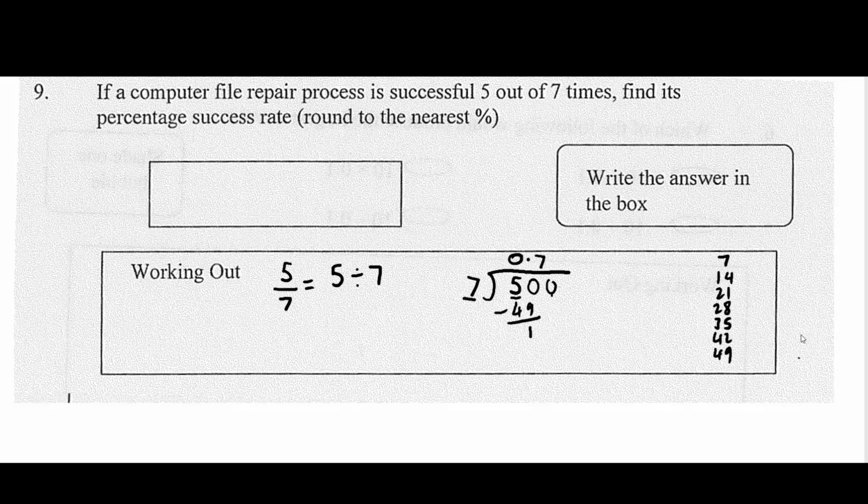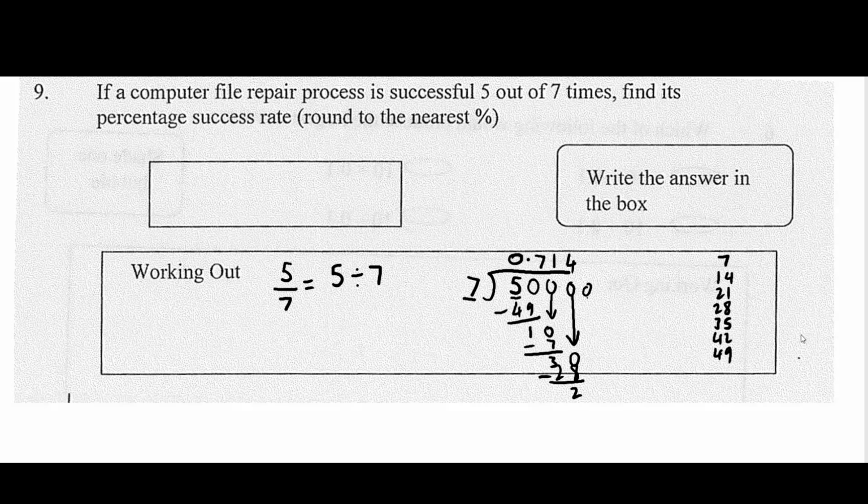How many times does 7 go into 1? It doesn't go. We can bring down a 0 there. How many times does 7 go into 10? It goes once. 7 times 1 is 7. 10 take 7 leaves 3. How many times does 7 go into 3? It doesn't go. How many times does 7 go into 30? It goes 4 times. 7 times 4 is 28. 30 take 28 leaves 2.